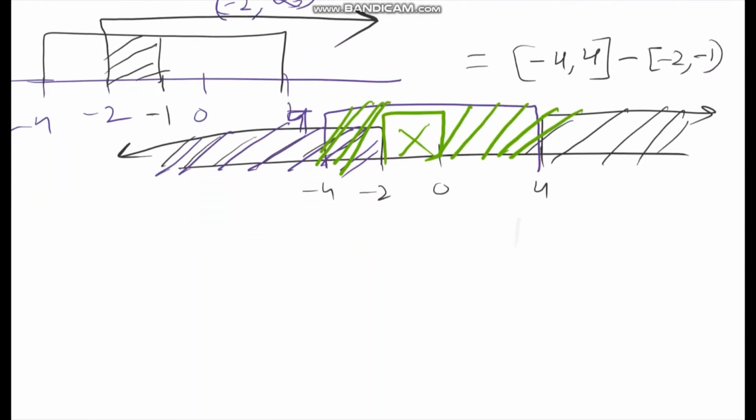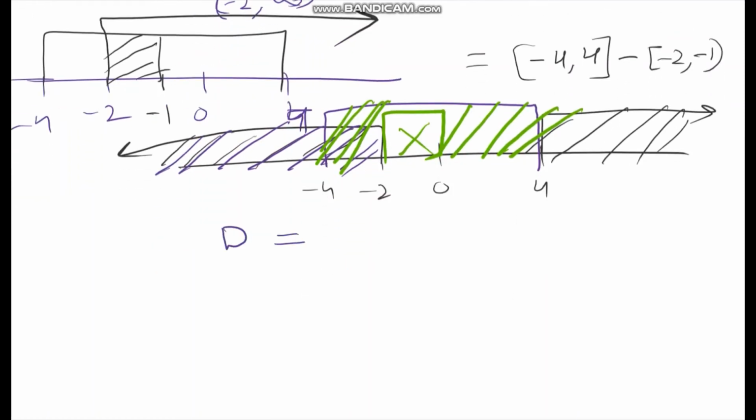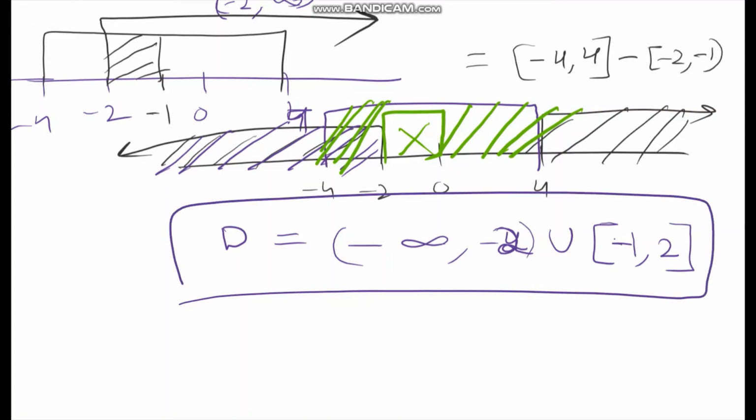I'm combining everything. So the domain will be equal to minus infinity to minus 4, minus infinity to minus 2, union minus 1 comma 2. So this is the required domain.